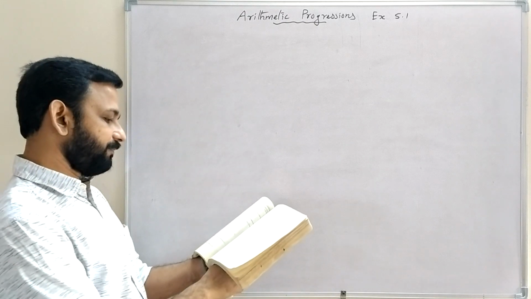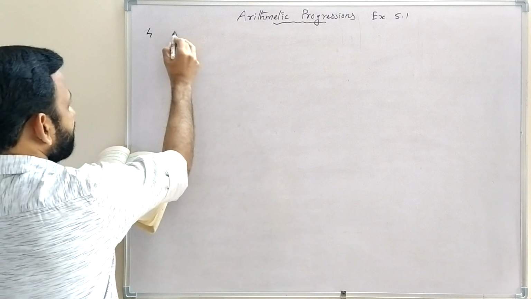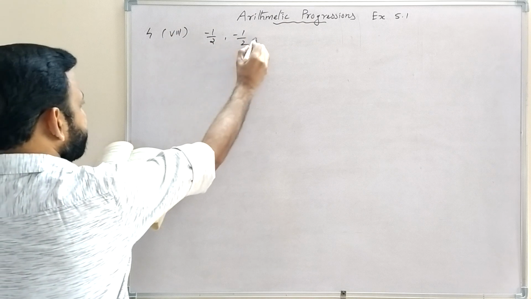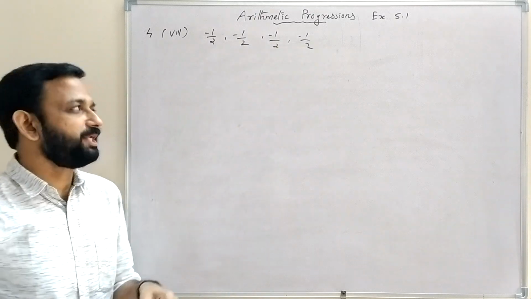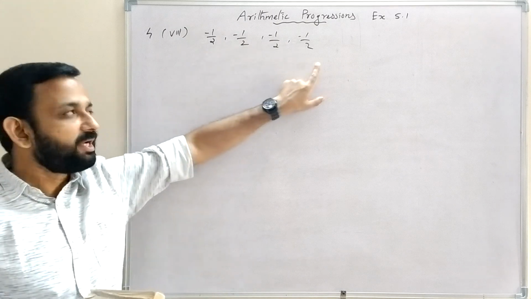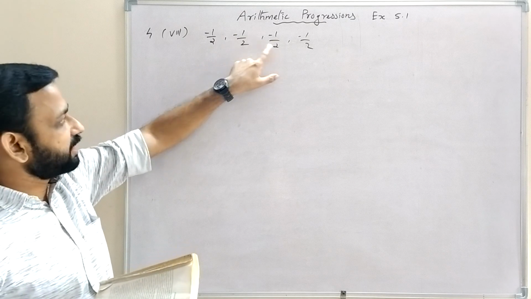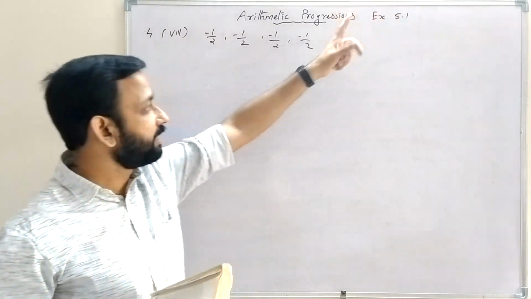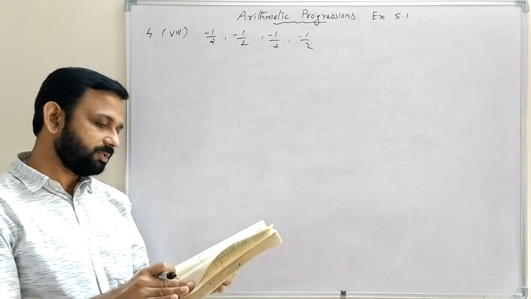And here, fourth question, eighth part: minus 1 by 2, minus 1 by 2, minus 1 by 2, minus 1 by 2. So this is an AP. We need to write the steps properly. A2 minus A1: all the terms are the same. Minus 1 by 2 minus minus 1 by 2 is 0. A3 minus A2 is 0. A4 minus A3, etc., equal to 0. Therefore this is an AP. And the next three terms are also minus 1 by 2, the same. So you can do it by yourself.